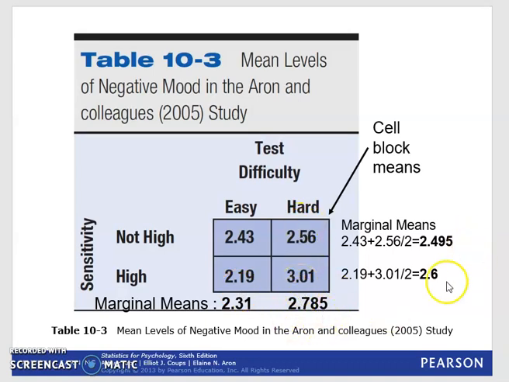If I compare these 2 numbers, do they seem very different? No, I do not have a main effect of sensitivity. If I compare these 2 numbers, do I have a main effect of task difficulty? No, I don't. So if I had run each one of these separately, I would have had null findings. However, that's not what Aaron and colleagues did. They ran them as a factorial study and put them all together.